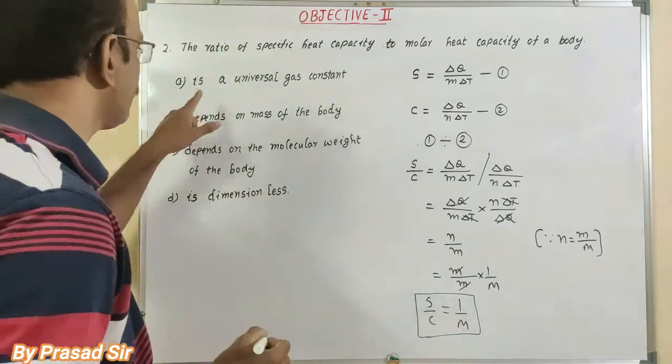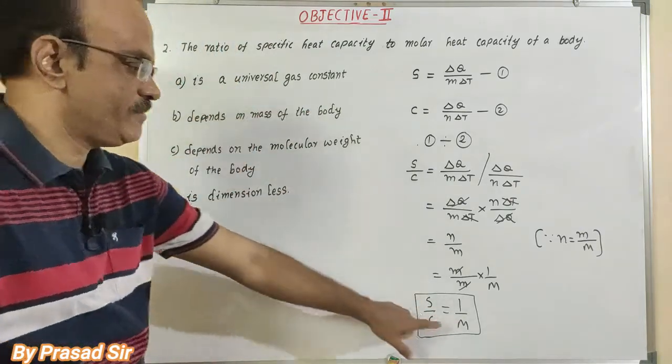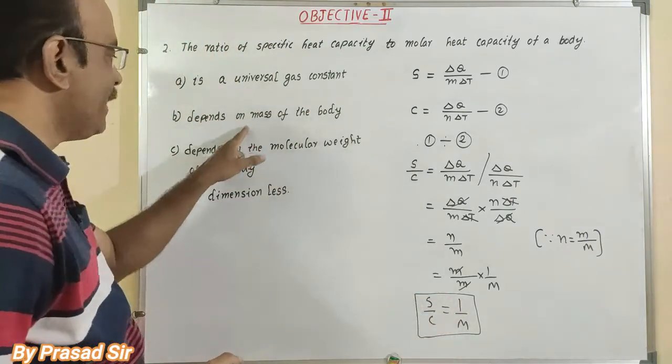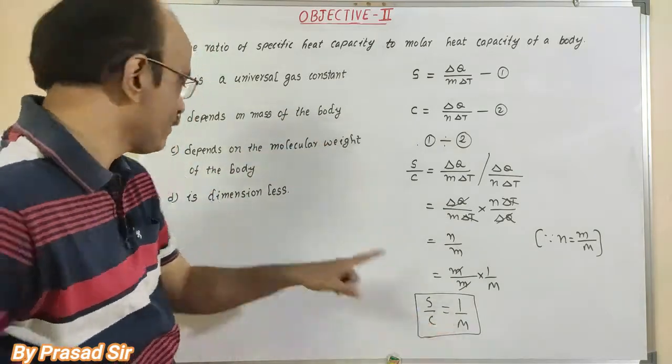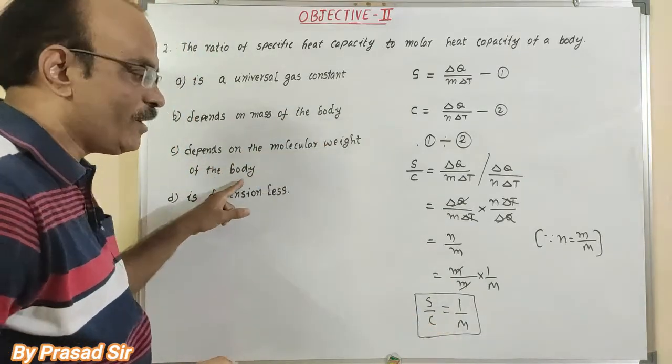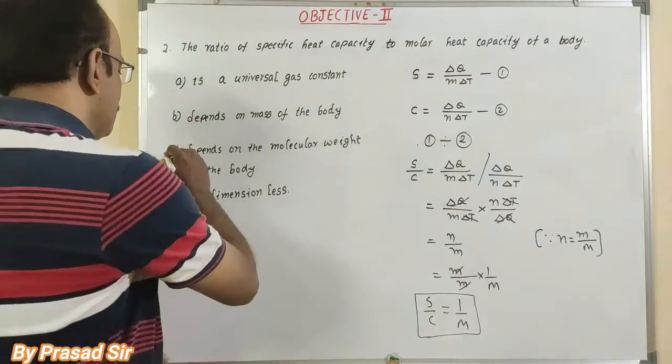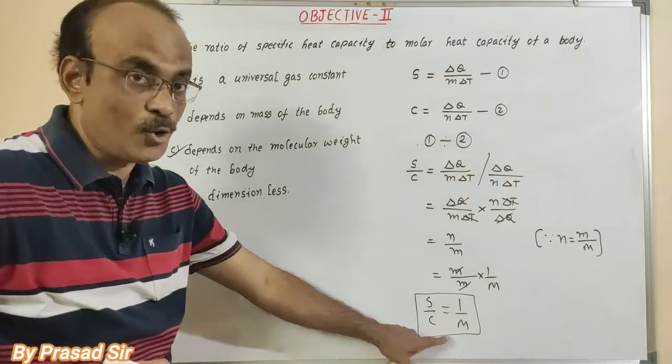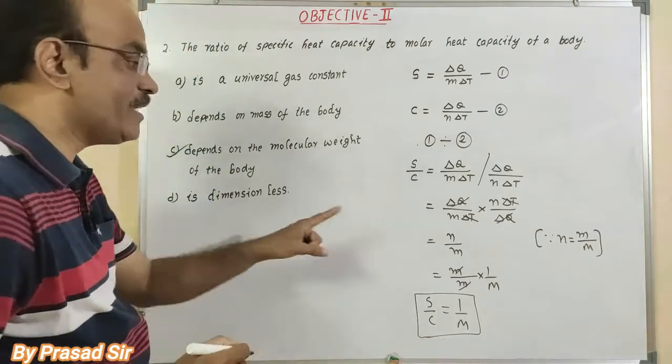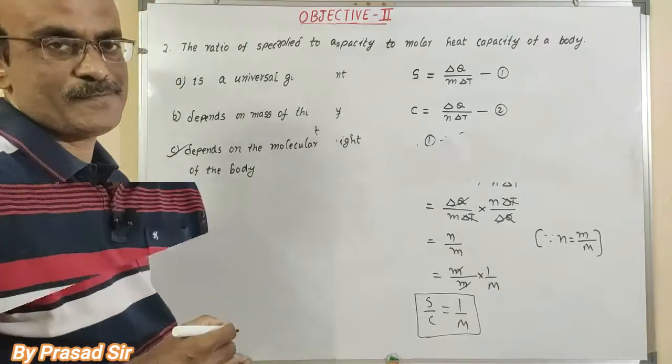Check the options. Is it a universal gas constant? No. Depends on the mass of the body? No. Depends on the molecular weight of the body? Yes. Is it dimensionless? No, the molecular weight is there. So that's why the correct option is C.